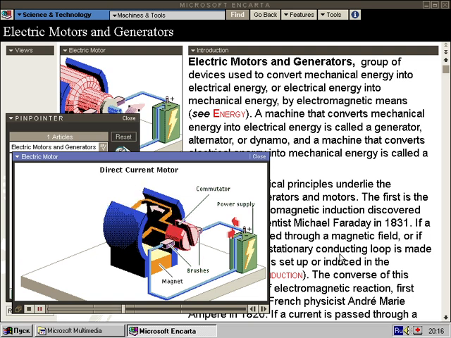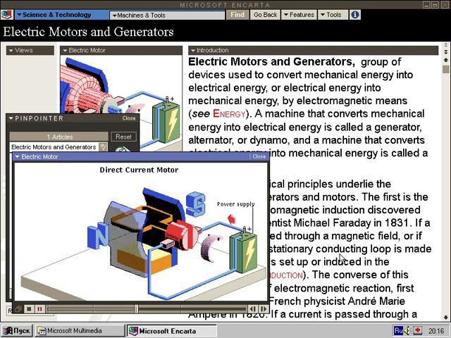The commutator is a kind of switch that changes the direction of current flow in the coil as it turns. The electric current flows from the source to the motor and back to the source in one direction. The current-carrying wires in the coil experience forces in the presence of the magnetic field.